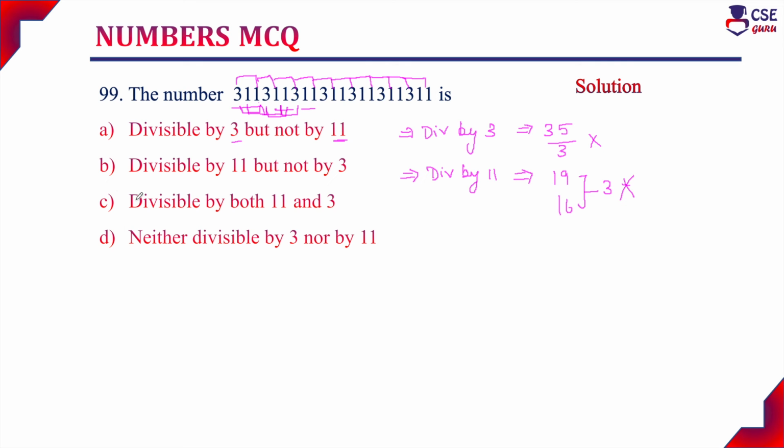So the answer is option D, neither divisible by 3 nor divisible by 11.